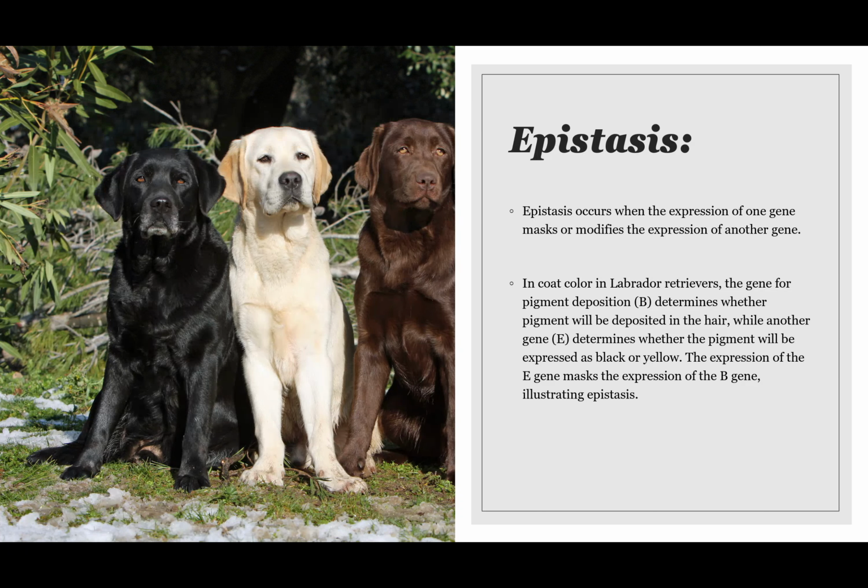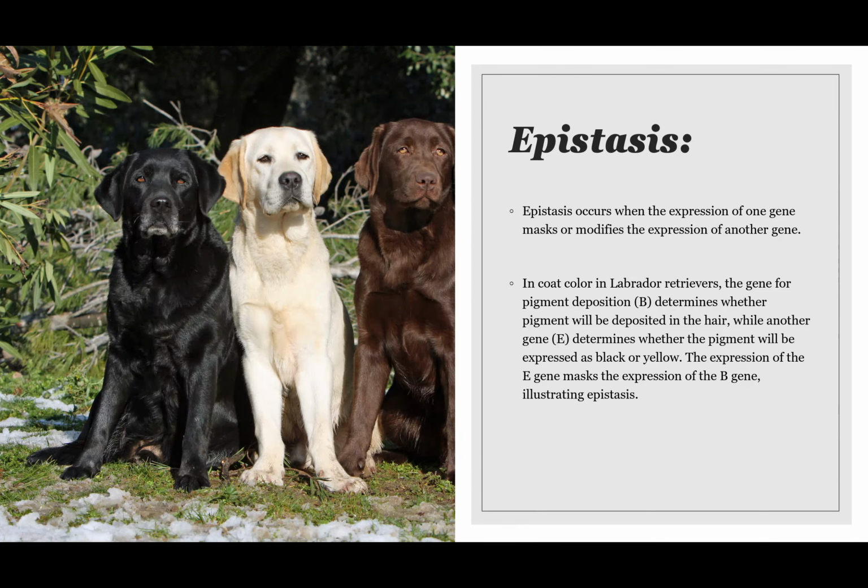For example, in the coat of Labrador retrievers that I have on the screen here, the gene for pigment deposition, B, determines whether pigment will be deposited in the hair, while another gene, E, determines whether the pigment will be expressed as black or yellow. The expression of the gene E masks the expression of the gene B, illustrating epistasis.